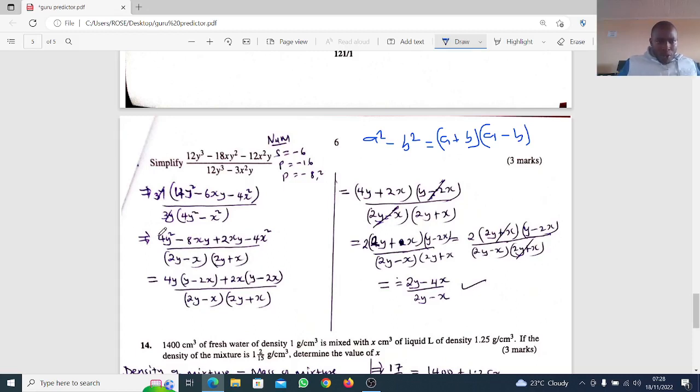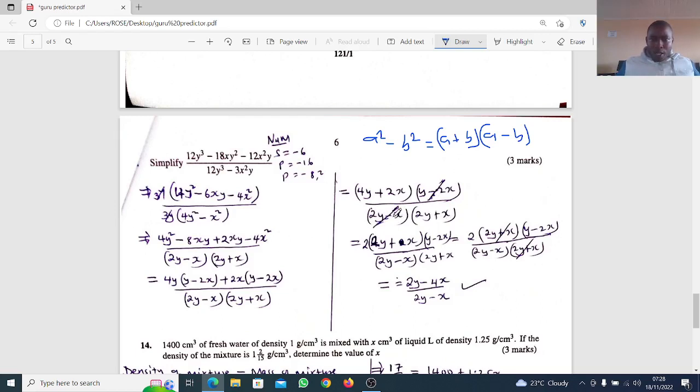So when you factorize the upper part, we take common factors: 4y into y minus 2x plus 2x into y minus 2x. So that gives us 4y plus 2x, y minus 2x, all over 2y minus x. I have not cancelled here, so do not cancel, because they are not similar. That is 2y minus x into brackets 2y plus x.